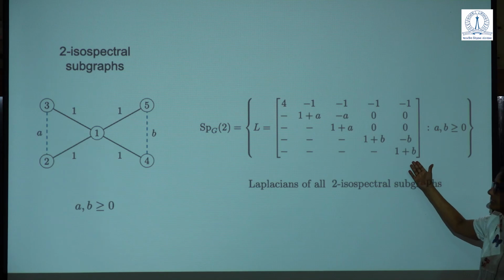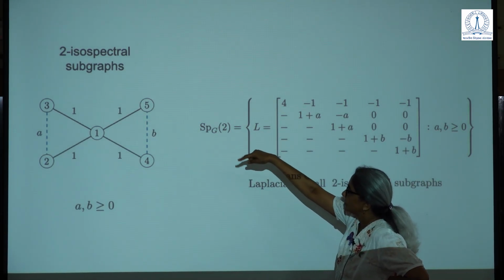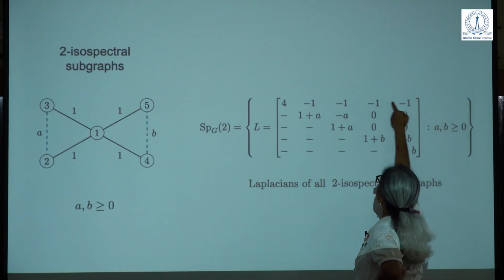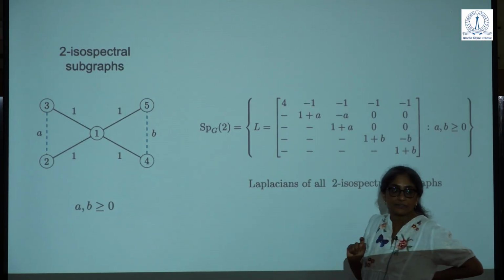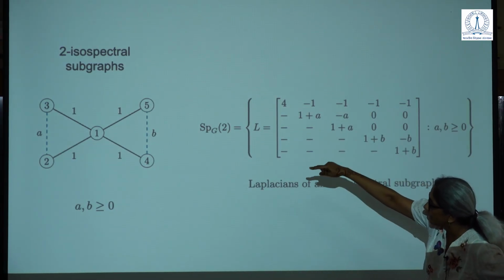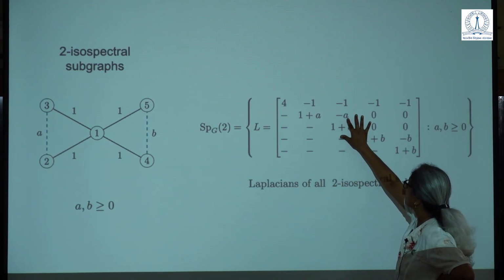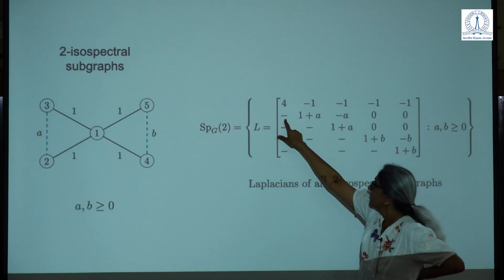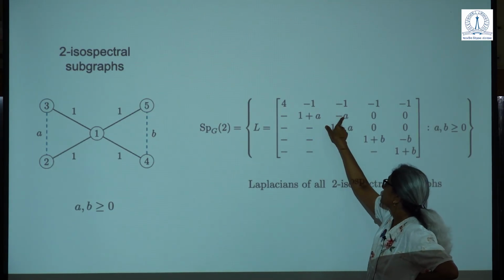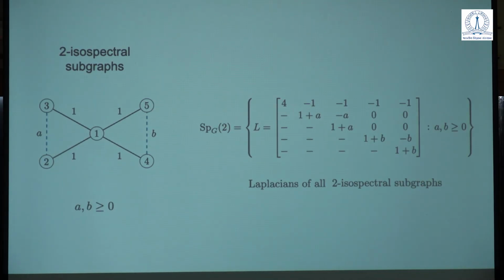This is easy. For example, remember the first node is connected to 2, 3, 4, 5, so it'll have these. The first row and column are fine. And then the second node is connected to 3 and 1, so in 3 and 1, you will get something. I didn't put the lower part. This is just the Laplacian with the weights symbolic as A and B. So that's the space of all Laplacians.